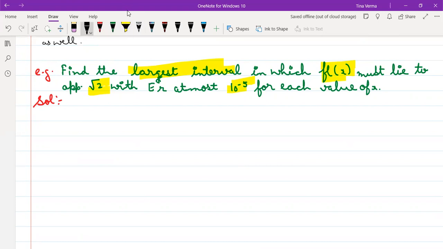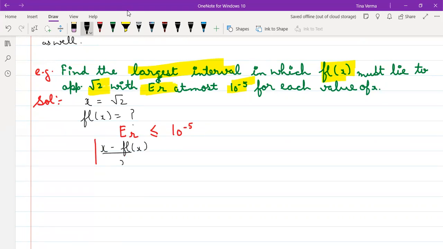Now because you have to approximate under root 2, your actual number is under root 2 and you have to find FL(X), right? And the one condition given is that the relative error should be at most 10 raised to the power minus 5. So here your relative error should be less than or greater than? Less than or equal to 10 raised to the power minus 5. Just apply the definition of relative error: (x minus FL(x)) divided by its actual value x, that will be less than 10 raised to the power minus 5.